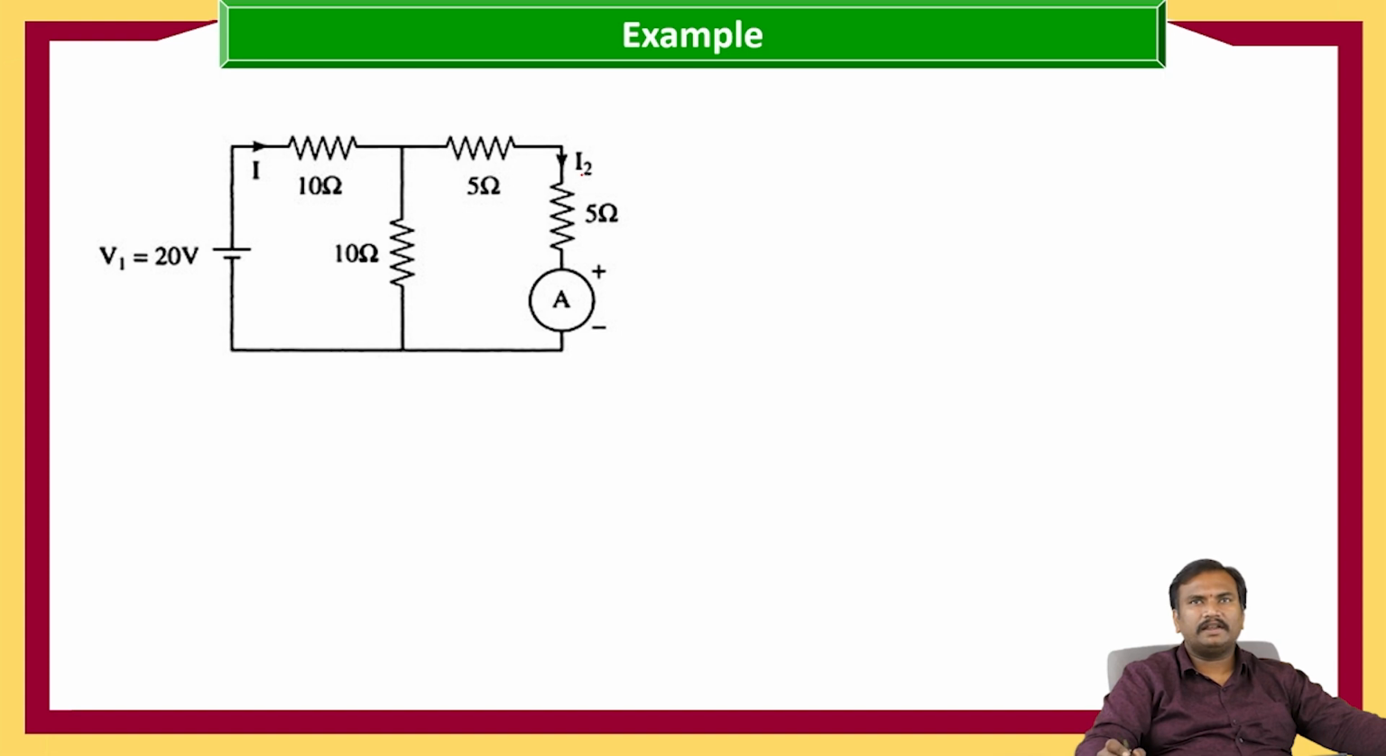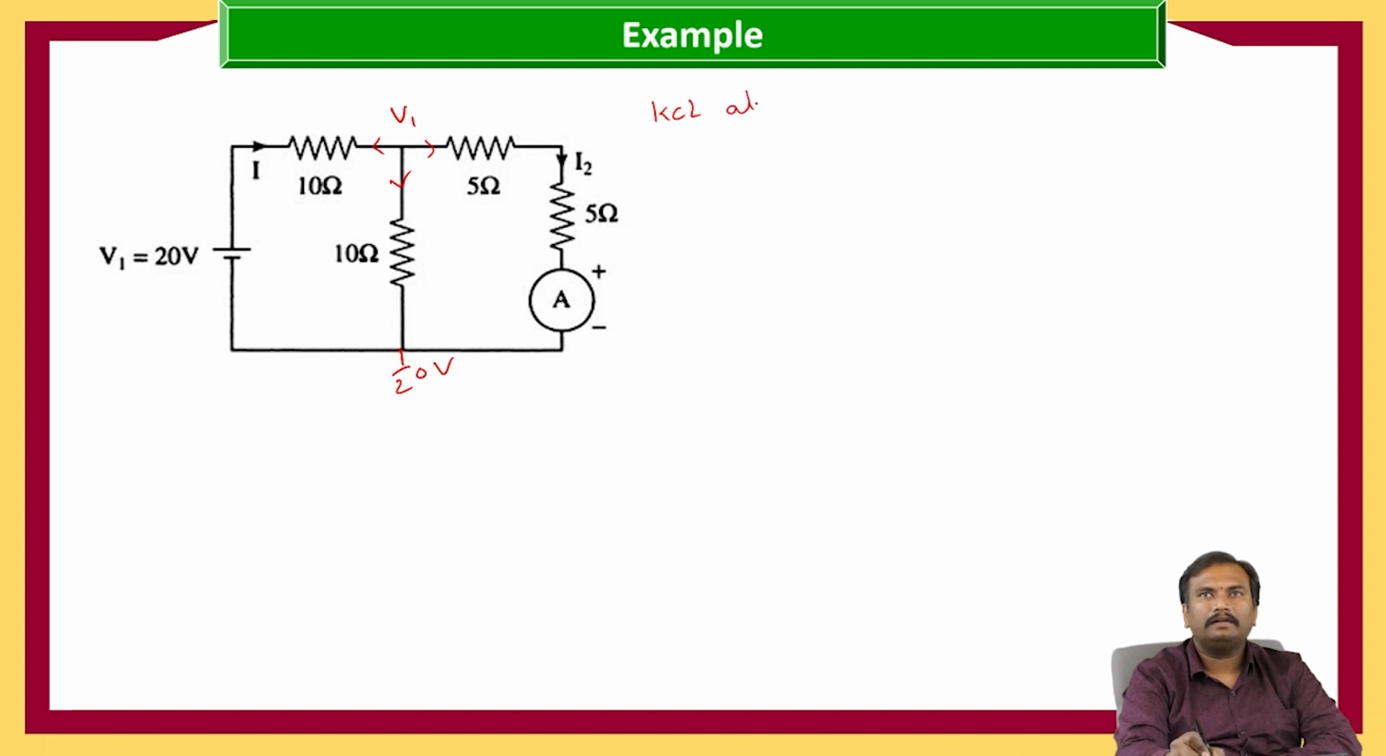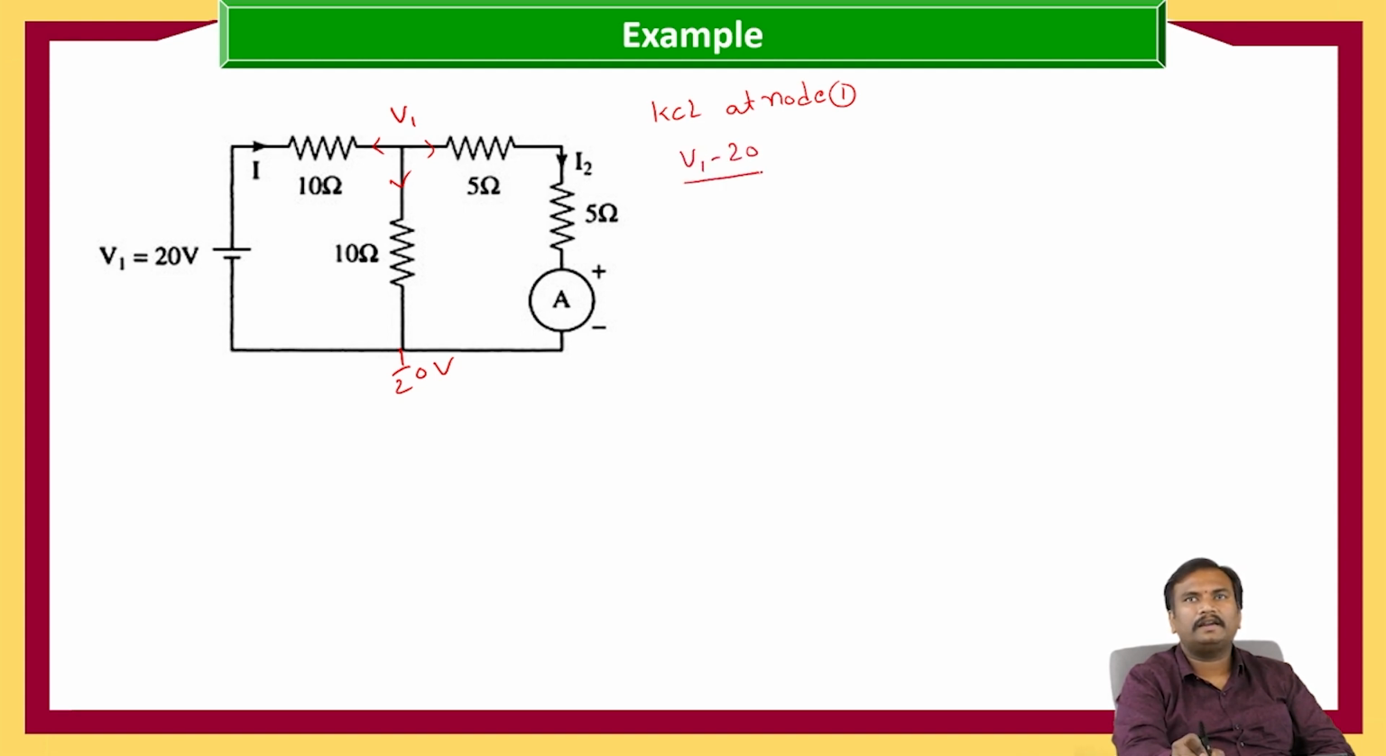When we are considering this current as I2, in this example we will go with the nodal method. So different methods we are going to see for the different circuits based on our interest and ease of solving. Let us consider this node voltage as V1 and the reference node voltage as 0 volts. Now if we write the KCL at node 1, all the currents are leaving the node: (V1 minus 20) by 10 plus V1 by 10 plus V1 by 5 plus 5 is equal to 0.